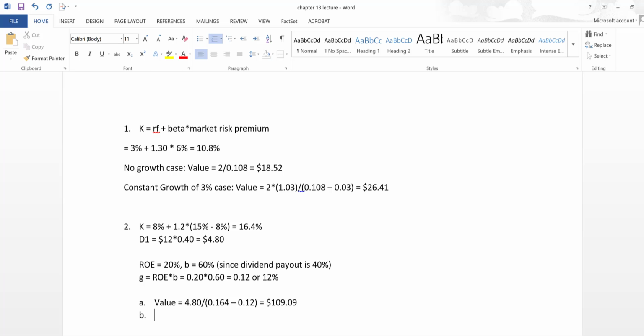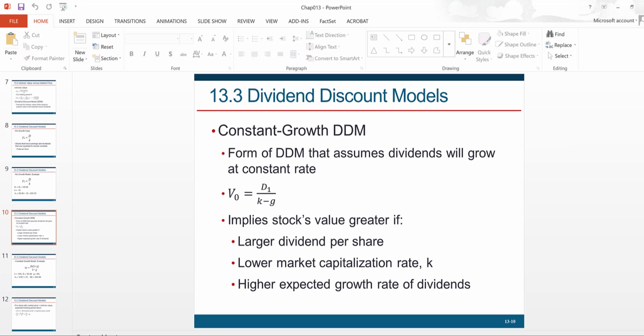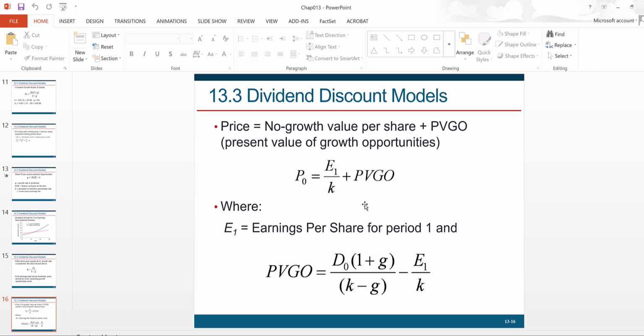The second part is what is the present value of growth opportunities, right? What is PVGO? So let me direct you to the PVGO discussion on the slide. This is where we talked about PVGO. So the total value of the company, the total price, can be broken down into two components. E1 over K is the no growth component. So this is assuming that if the company paid out all of its earnings as dividends, what would be the value? That would be E1 over K, and then the extra is the PVGO. All right, so we can use this equation for our calculation.